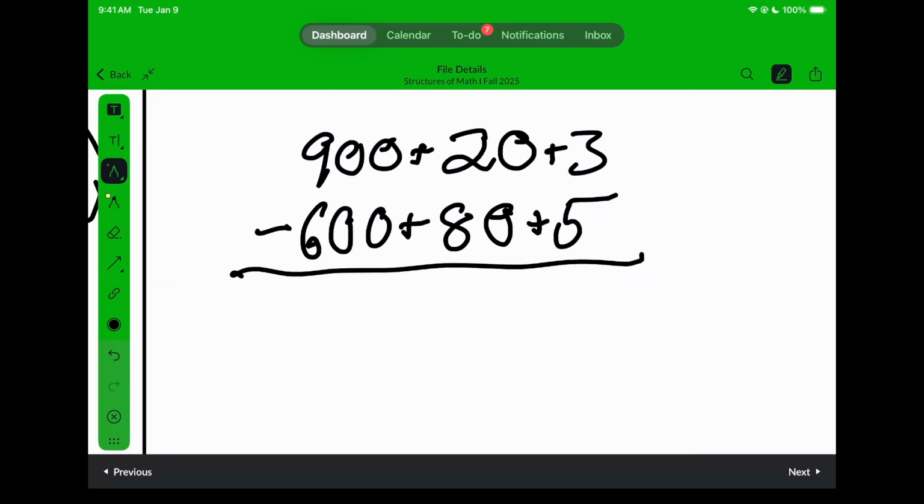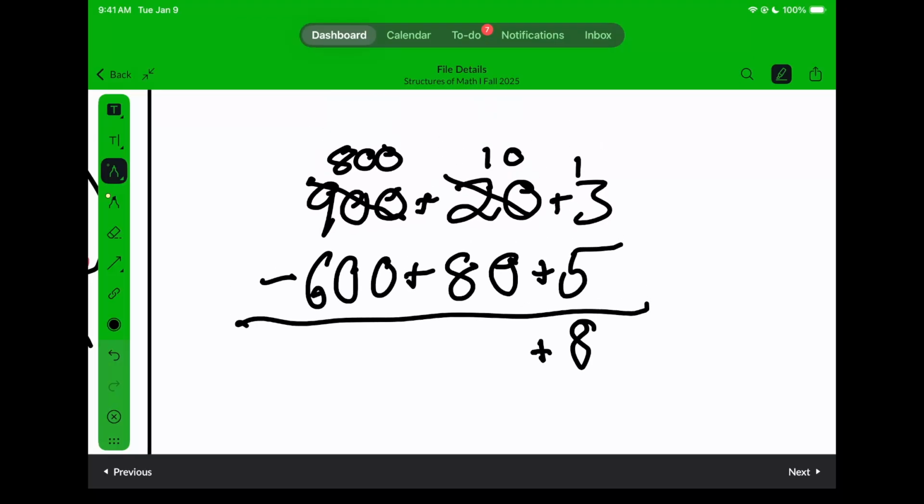So, 3 minus 5. We have to look at it like this. 3 minus 5. Can we do 3 minus 5? No. So, what are we going to do? We're going to take a 10. Now we have 13 minus 5. That's 8. And we have 10 minus 80. Can't do 10 minus 80. So we're going to take 100.